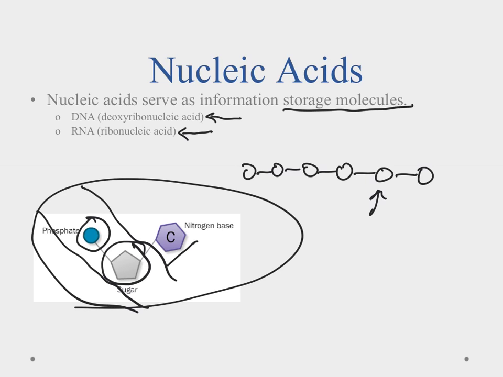And then we have our nitrogenous bases, and this is what actually stores the information and allows it to be passed on from generation to generation. So let's take a look at the structure of our nucleic acids in the next slide.